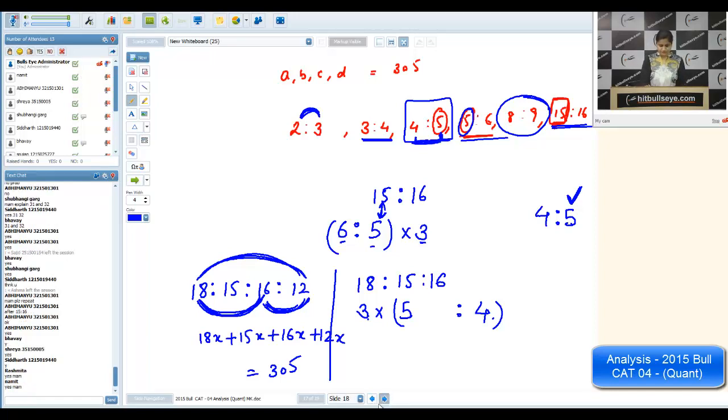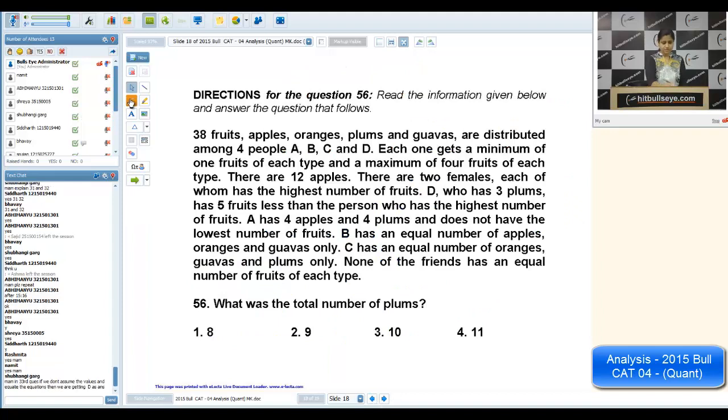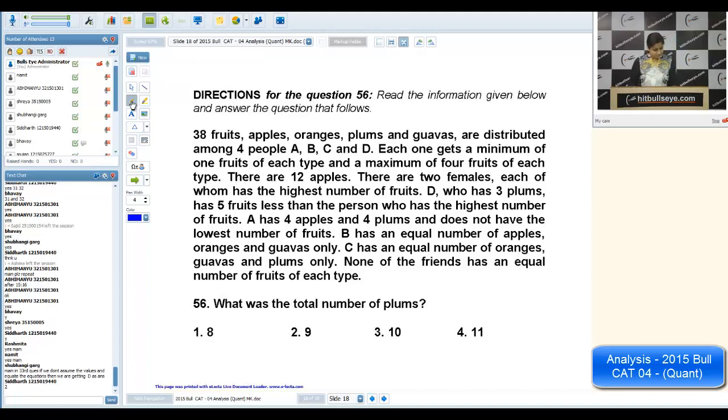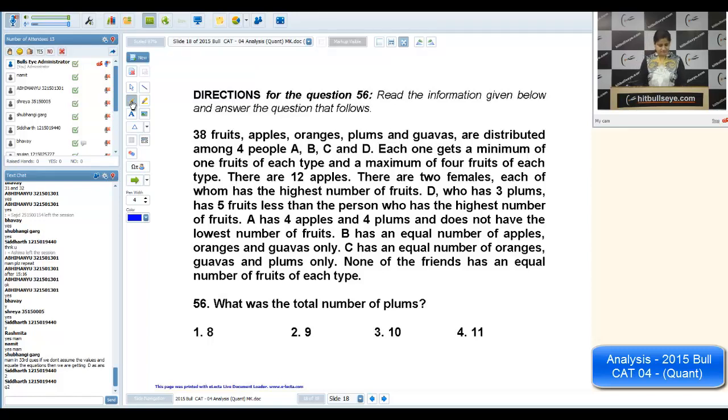Okay, let us move. Yes. No, Shubhangi, I think there is a calculation problem at your end. Please check it again. We'll get the same answer. Let me complete this PPT first of all, Siddharth.